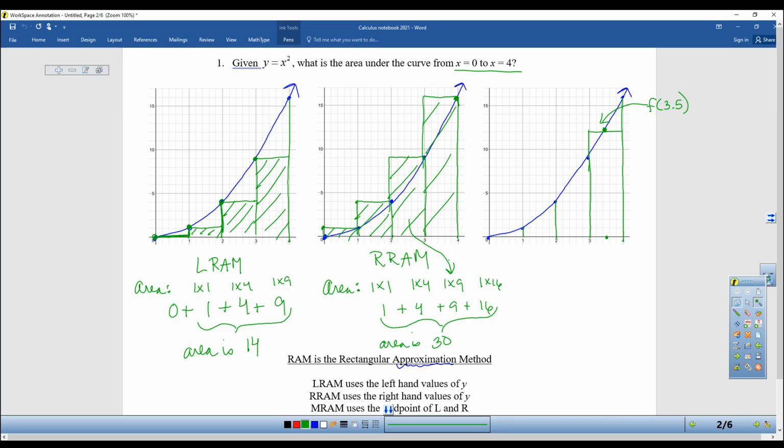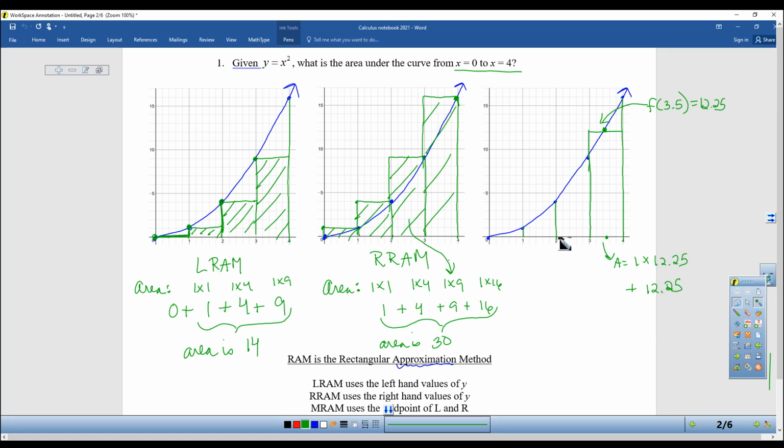So obviously this method is awesome, except that this area is a little harder to figure out. It's still 1 on the bottom. From 3 to 4 is still a distance of 1. But what's its height? Its height is whatever the function is at the halfway point at 3.5. So you have to do 3.5 squared. Let's see if I wrote that down. I didn't. 3.5 squared is 12.25. So this is a 1 by 12.25, which of course is just 12.25.